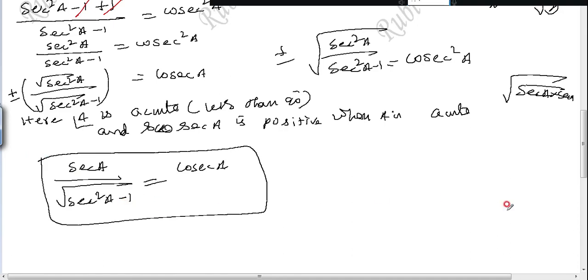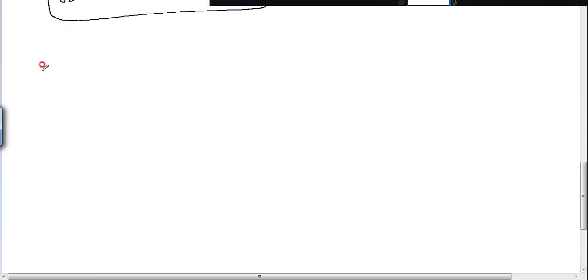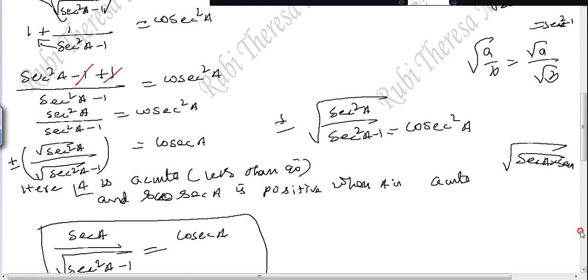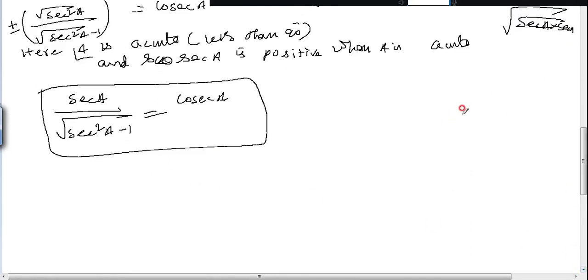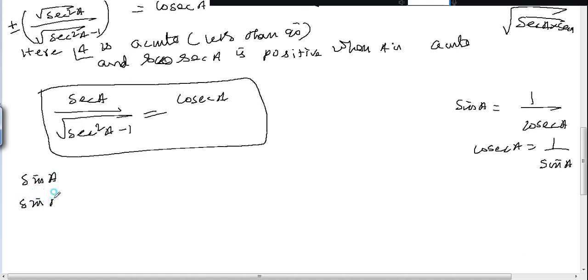Next one is what? Sin A. Sin A is nothing but 1 by cosecant A. Cosecant A is nothing but reciprocal of sin. 1 by sin A equal to cosecant A. Therefore, sin A equal to 1 by cosecant A. So, what will you write here? Sin A you have to find out. Sin A equal to 1 by cosecant A.